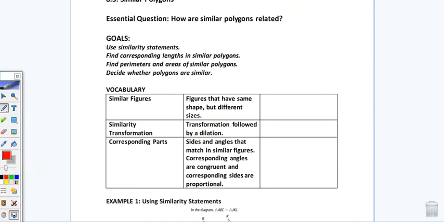Second thing, we're going to talk about things that correspond to each other. We're going to talk about corresponding lengths. Also going to talk about corresponding angles. We're going to look at the relationship of perimeters, perimeter on the inside or outside, and area inside, outside. Okay. And then we're going to decide whether polygons are similar. We kind of did that in the last section. We kind of talked about, oh, those sides aren't proportionate, therefore not similar. So we'll talk about that.